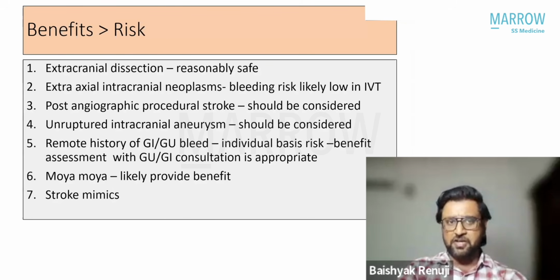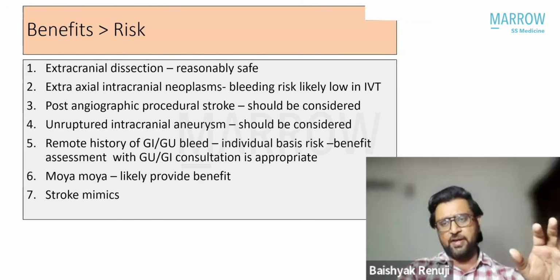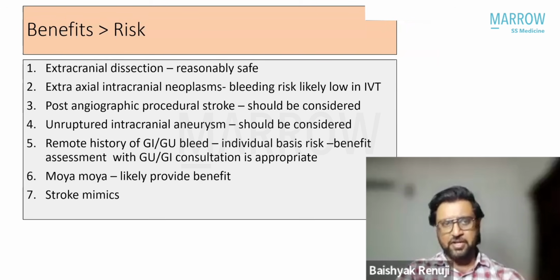Extracranial dissection, reasonably safe. Extra-axial intracranial neoplasms, post-angiography procedure, unruptured aneurysms could be considered. Unruptured aneurysms previously more than 10 millimeter was a contraindication. Now it is not there. Remote history of GI or GU bleed, never a contraindication.